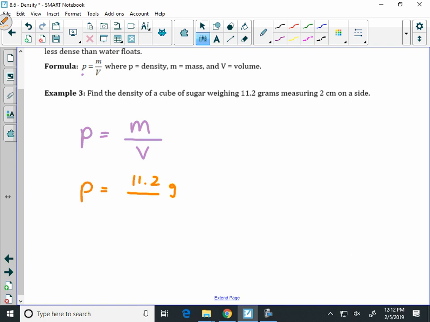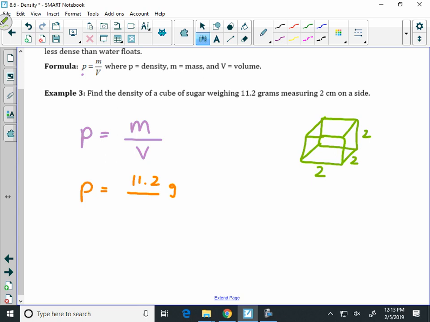Did it directly tell us what the volume of that cube of sugar is? Did it say the volume of the sugar is this? No. But we know we have a cube. So I'm going to draw a cube off to the side. All the sides of the cube are the same because it's made up of squares. Each side has a measurement of 2. Everything measures 2. Okay? So we can use this to help us find the volume.